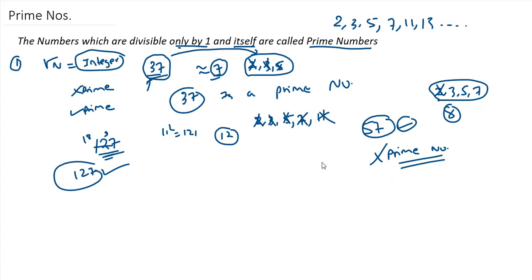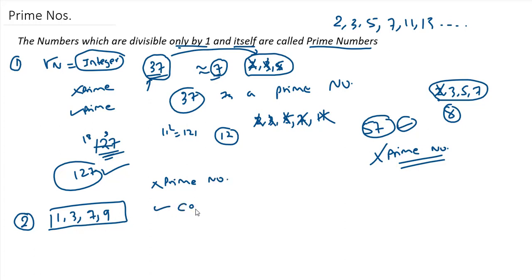Now sometimes we don't really need to follow this procedure. We can eliminate using some techniques. If you have noticed, all the prime numbers will always end in either 1, 3, 7, or 9. So if a number is not ending in 1, 3, 7, or 9, then it is definitely not a prime number. If it is ending in 1, 3, 7, or 9, it can be a prime number.